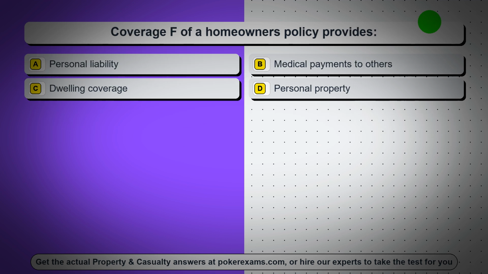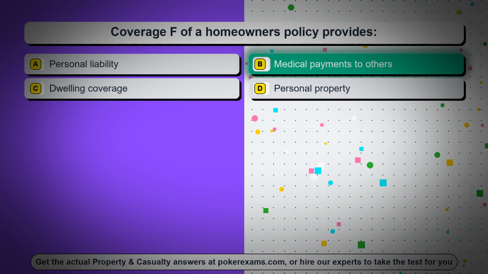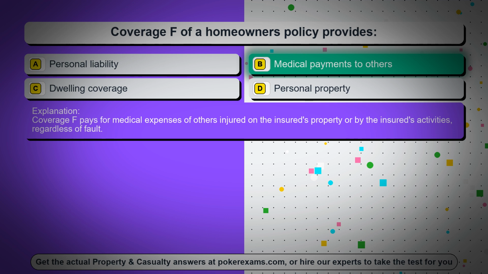Question 5. Coverage F of a homeowner's policy provides: Option A, personal liability; Option B, medical payments to others; Option C, dwelling coverage; Option D, personal property. The correct answer is Option B, medical payments to others. Coverage F pays for medical expenses of others injured on the insured's property or by the insured's activities, regardless of fault.